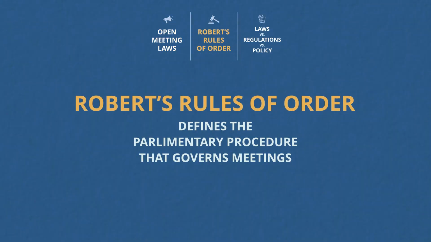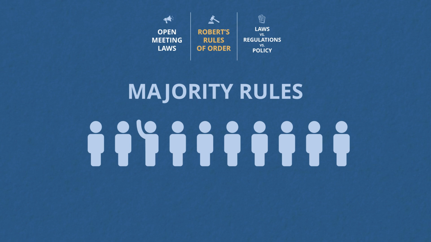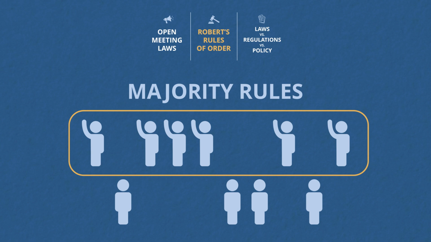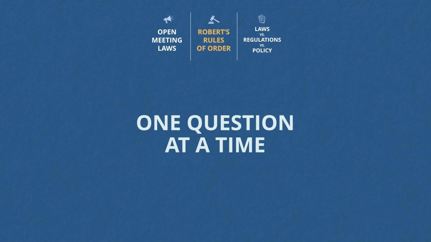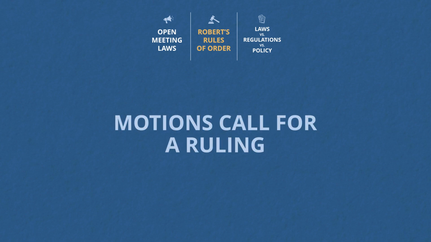Robert's Rules of Order define the parliamentary procedure that governs meetings. One of the key principles is majority rules. Decision-making is done by voting, and the majority dictates or rules the decision. Another key principle is majority and minority rights. This means that all members may speak and vote. Other principles include 1 question at a time, 1 person, 1 vote, and the use of motions to call for a vote or a ruling on a particular matter at hand.